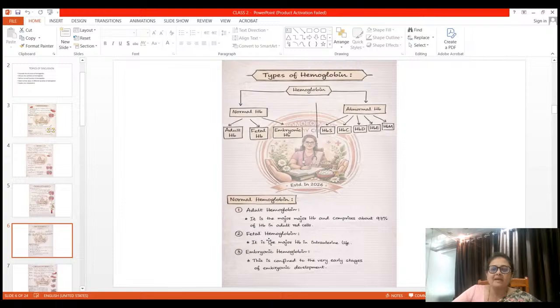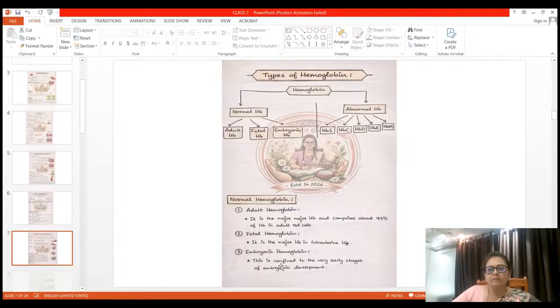Okay, once the baby is born, this fetal hemoglobin gets converted to adult hemoglobin within 8 to 10 days. That is why in the beginning there is physiological hemolytic jaundice in newborn babies. Next, embryonic hemoglobin. This is confined to very early stages of embryonic development. In the stage of embryo, embryonic hemoglobin is present.